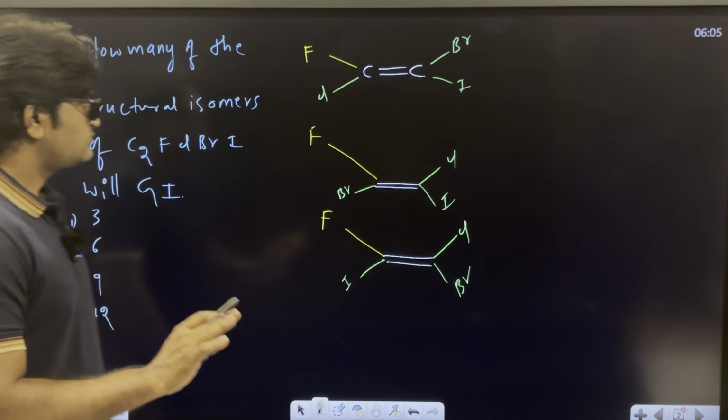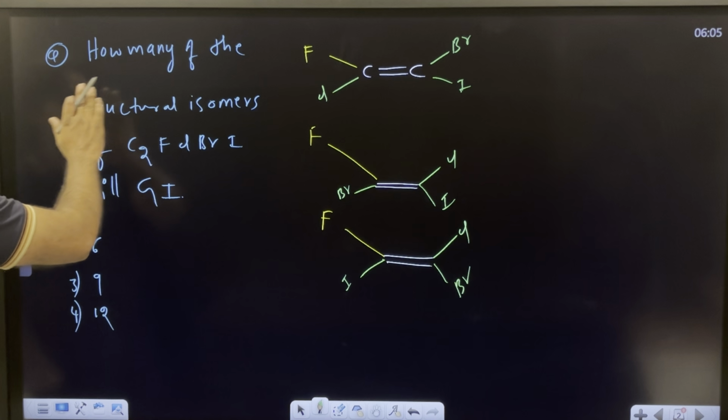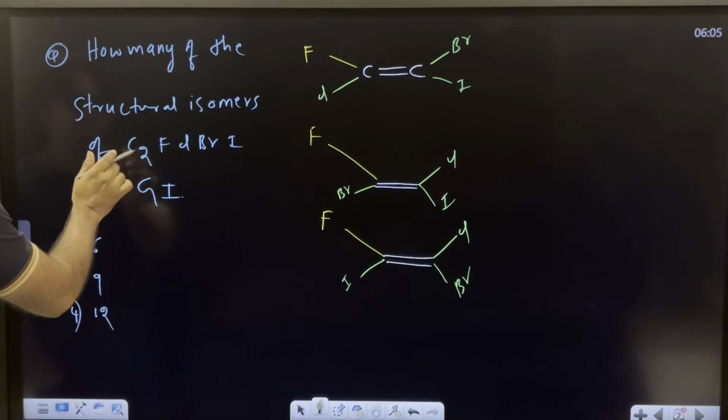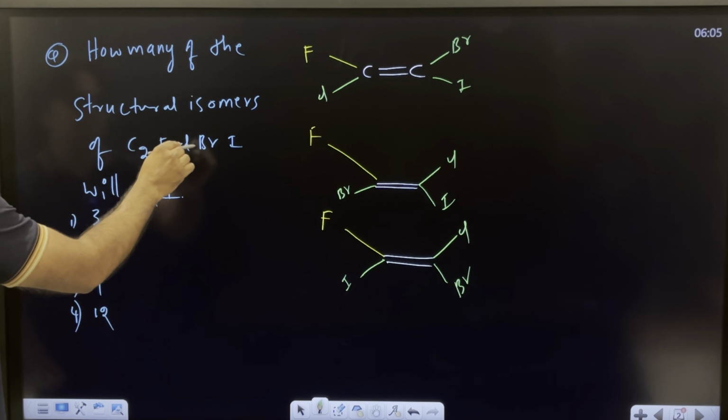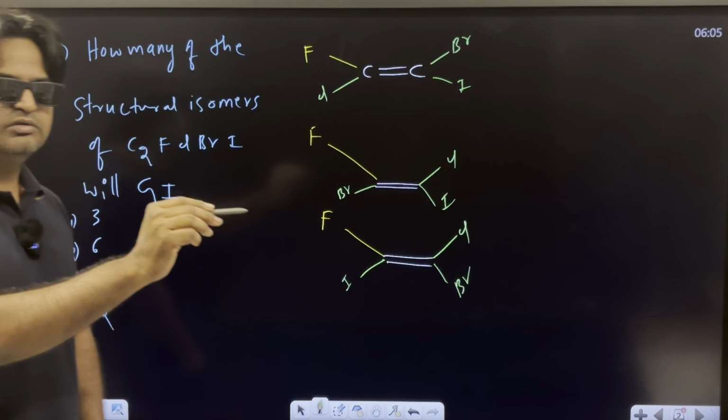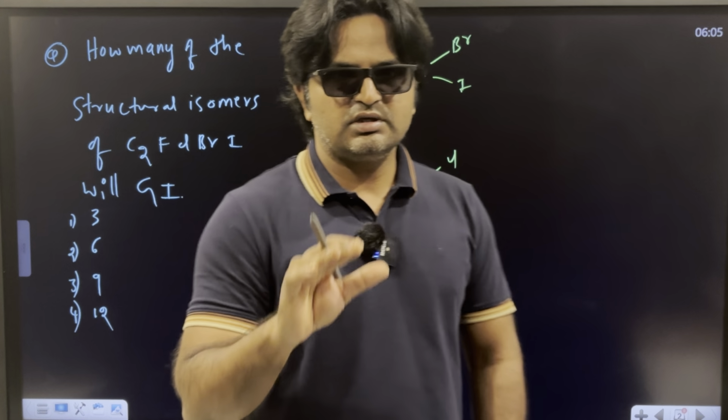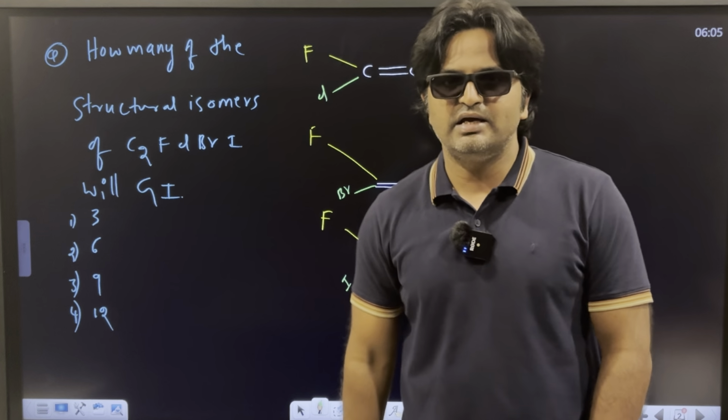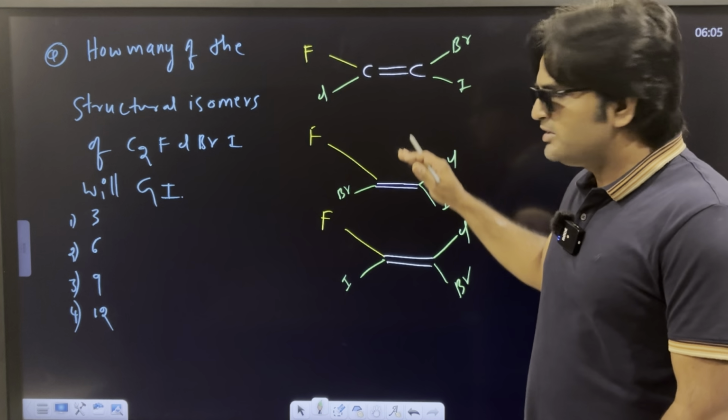Once again, come back to our same question. How many of the structural isomers of C2F, chlorine, bromine and iodine will show geometrical isomerism? According to the given question, first I am going to write the structural isomers of the given compound. These are my structural isomers.